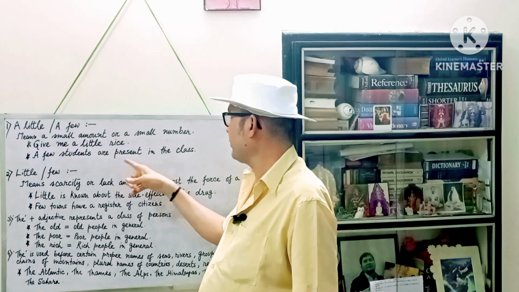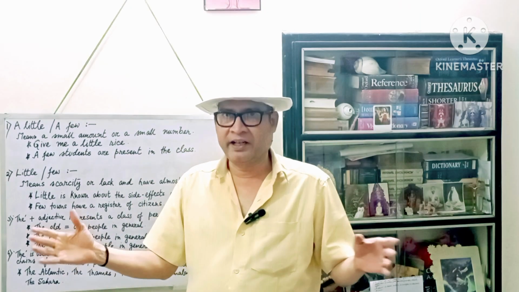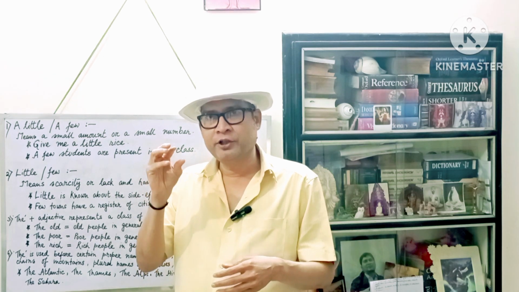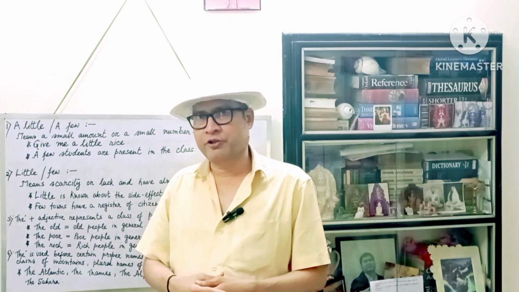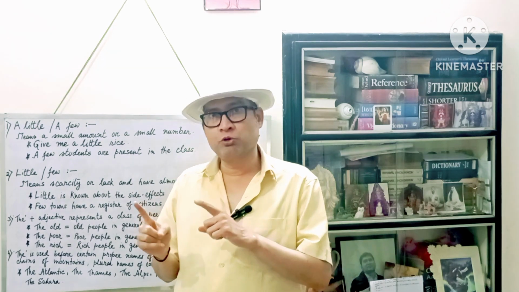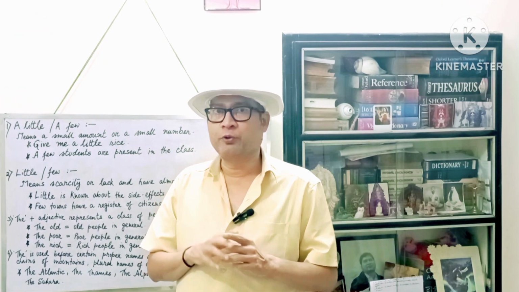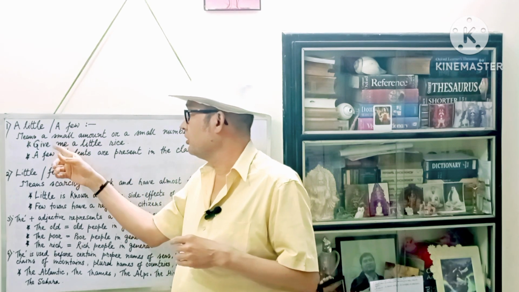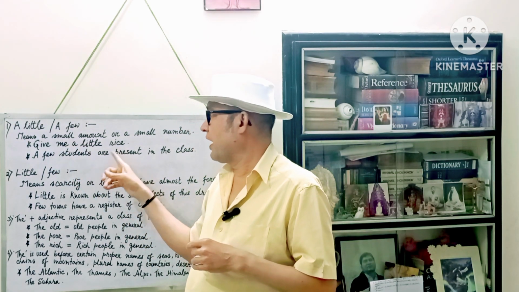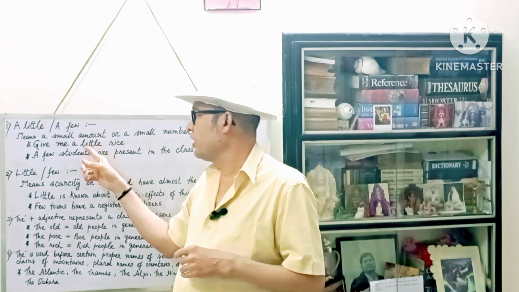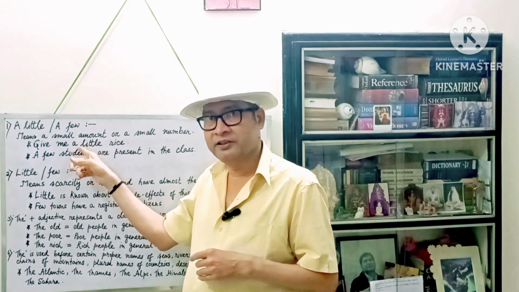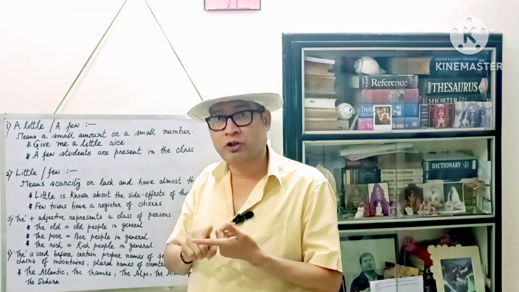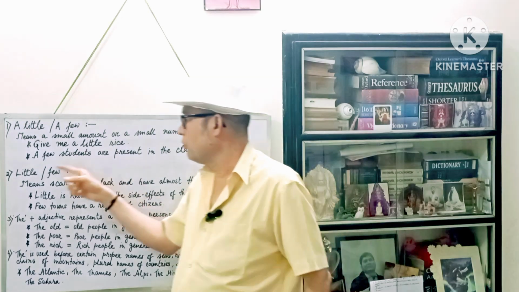A few students are present in the class. It's a rainy day, so a few students are present in the class. That means a small number of students are present in the class. Students is a countable noun, therefore we are using a few. And when we say, give me a little rice, the rice is uncountable, so we are using little, but before that, this article is a must. You remember that, okay? If you do not use this article, your sentence will be absolutely different in meaning. Move on to the next one.